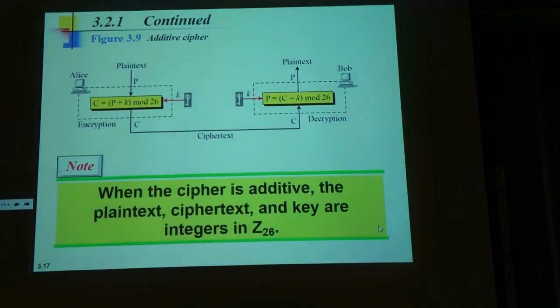Is this a complex algorithm? No. Because we know that the plain text should be within 26 choices, the key within 26 choices, and the cipher within 26 choices. So if you write a simple code trying all the keys, you'll be able to figure it out.